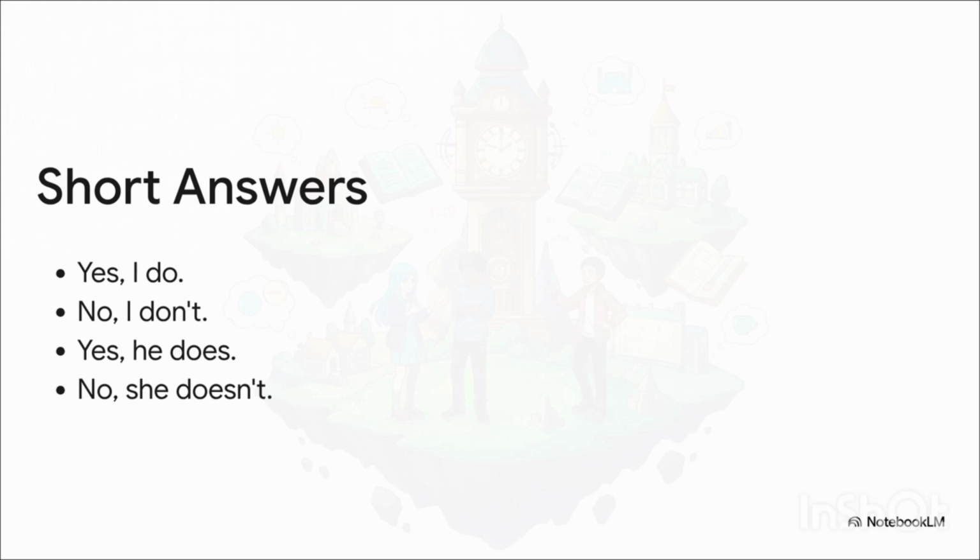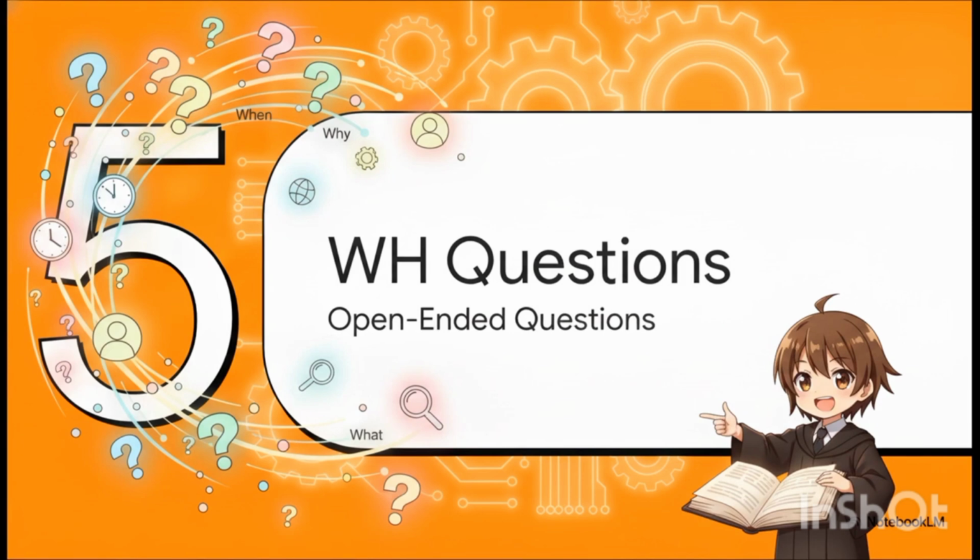If someone asks, "Do you speak English?" you simply reply, "Yes, I do," or "No, I don't." If it's about someone else, like, "Does your brother play football?" the natural answer is, "Yes, he does," or "No, he doesn't." Super simple. All right, we've reached the final step in our grammar journey today.